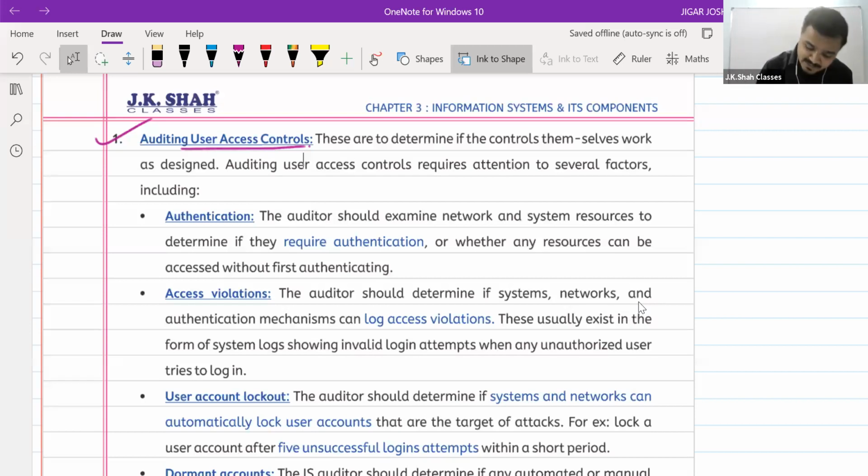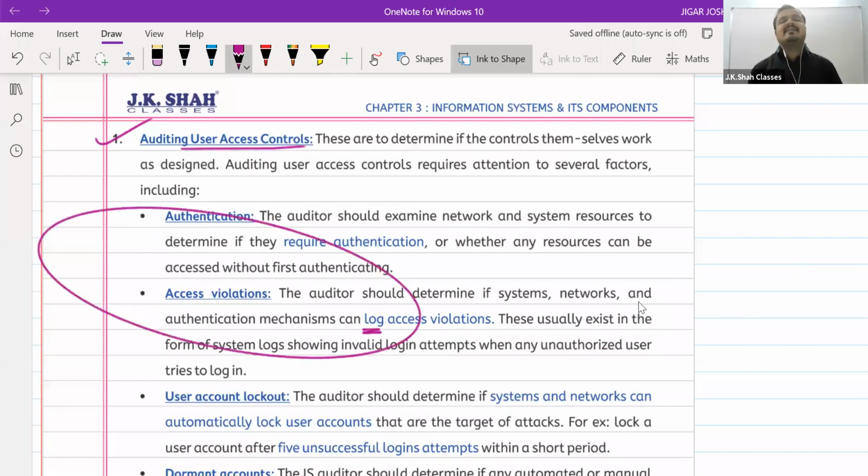Understood, sir. Second, people, access violations. Yes, sir. There should be a proper log, a proper record, for all the access violations. What are violations? Sir, someone trying to put his or her nose into the system.